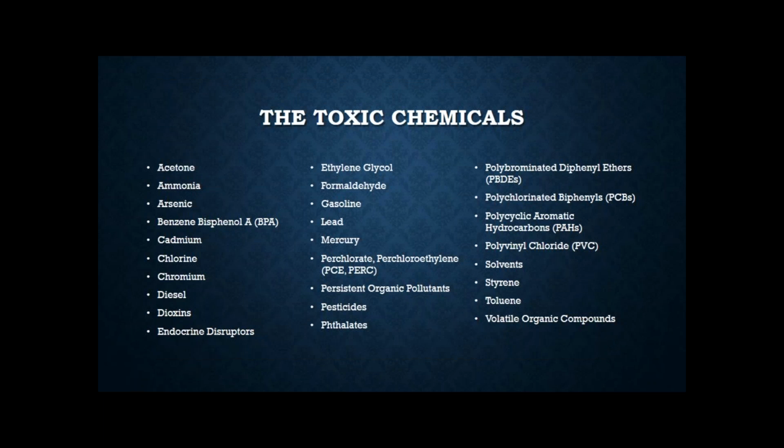So here's an example of the toxic chemicals that can be found in urban runoff. A lot of these chemicals we're familiar with, and some of these chemicals we aren't. Acetone, for example, most of us are familiar with. It's a chemical that is used for nail polish removing. And ammonia is a household cleaner that in large amounts can lead to death.